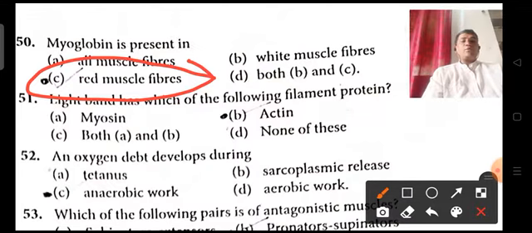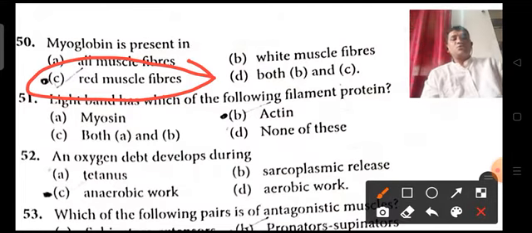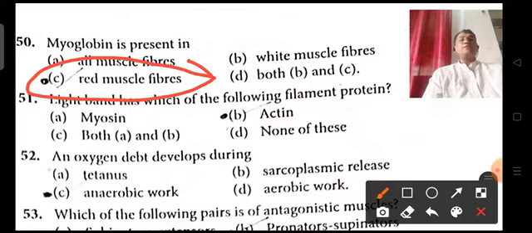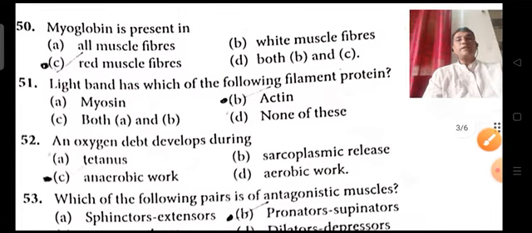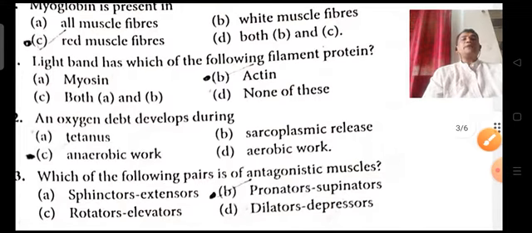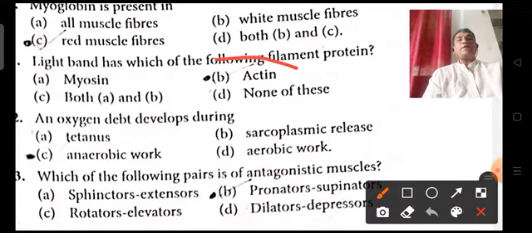Red muscle fibers, or slow muscle fibers, possess the red hemoprotein called myoglobin and abundant mitochondria. These can perform slow, sustained work over a long period without getting fatigued. Generally, extensor muscles at the back and flight muscles of kites have these fibers. Next, the light band has which of the following proteins? Obviously, light band means actin protein will be present more.